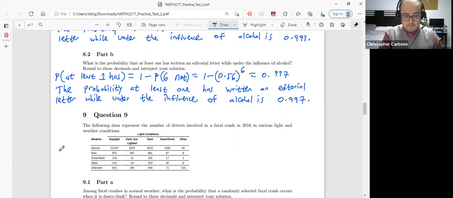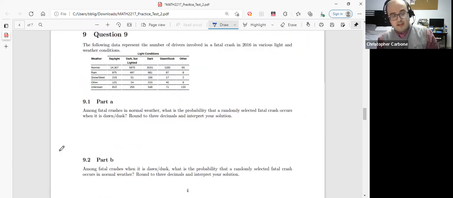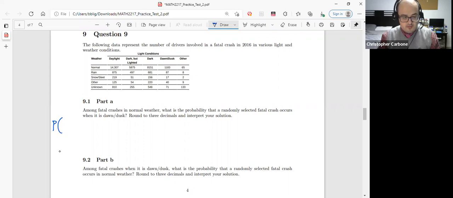Question number 9. This data represents the number of drivers involved in a fatal crash in 2016 and various light and weather conditions. And I gave that table. For part A, among fatal crashes in normal weather, we want the probability that a randomly selected fatal car crash occurs when it is dawn or dusk. So this is the probability of it being dawn or dusk, given that this was normal weather, or whatever normal means for this.